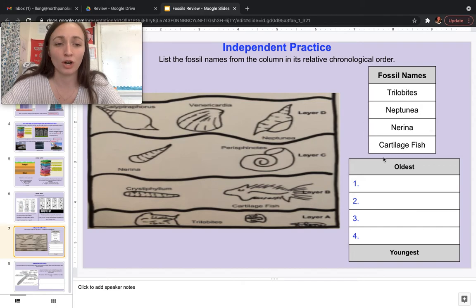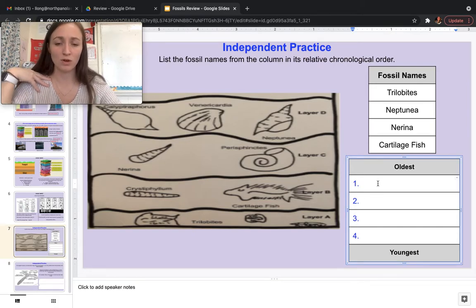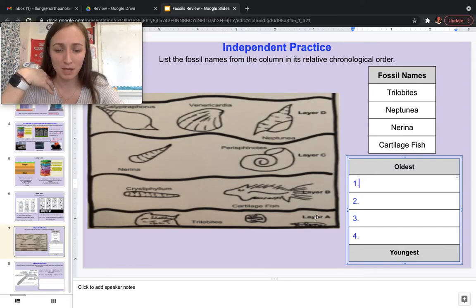So what I need you to do is using the fossil names listed in this column, I need you to order these 4 fossils in order from oldest being number 1, to the youngest being number 4. And you can do that based on where they are located in the fossil layers, right? So, for example, let's just do the first one. The oldest, we know the oldest fossils are always going to be at the bottom, right? So if we look at the bottom here, layer A, we've got, that word is trilobites. Trilobites is at the bottom, and that's one of the words we need to put in order. So the oldest, I'm going to type trilobites. And then just keep going up.